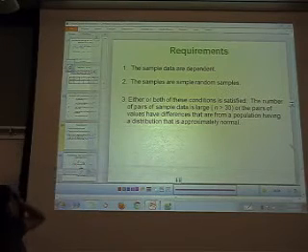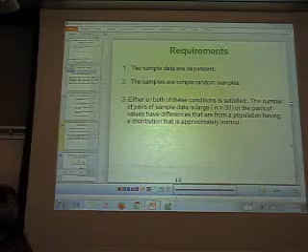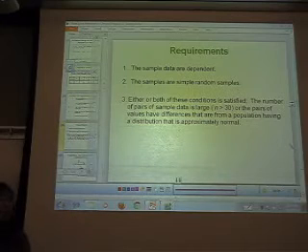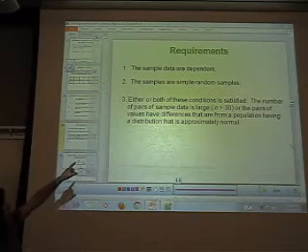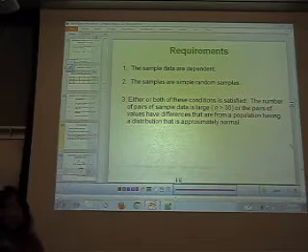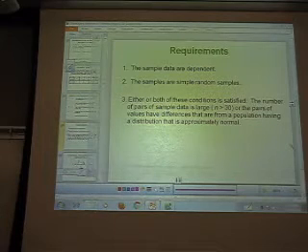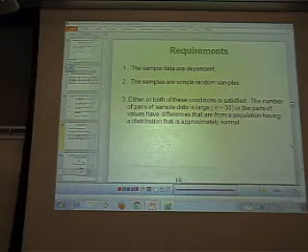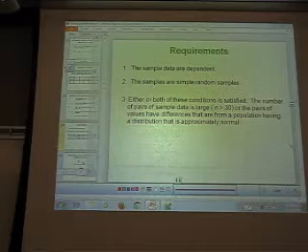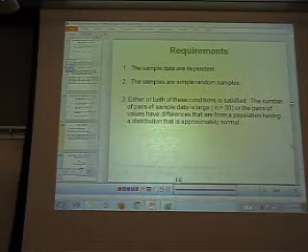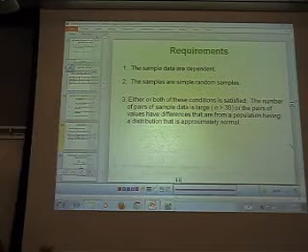Next, the samples are simple random samples. The first group has to be randomly selected. And then, like always, either the data has to be normally distributed, or your sample size has to be 30 or more. Pretty much, assume the data is normally distributed, since you're going to get a sample size less than 30.